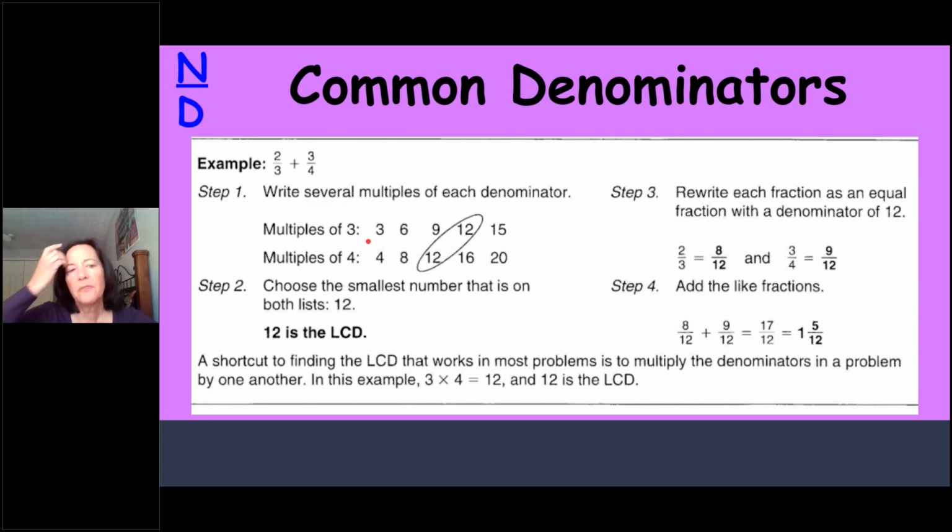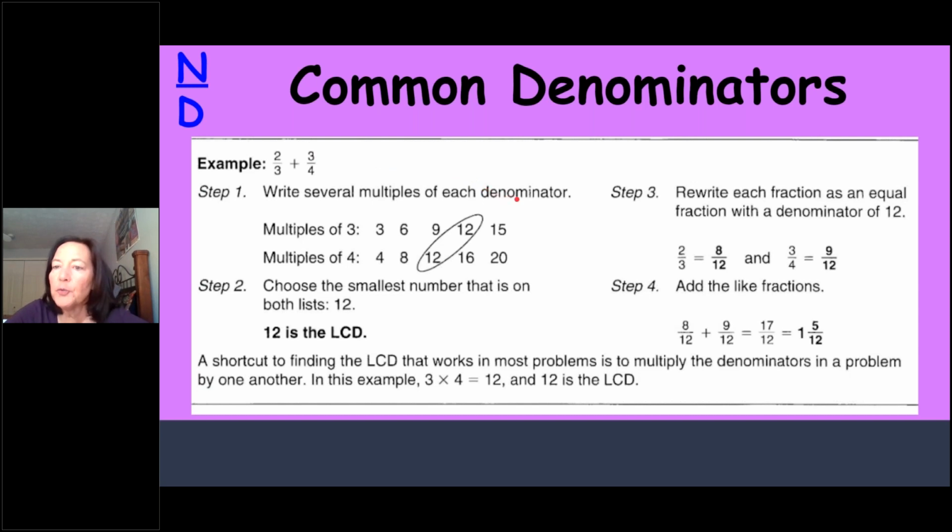So it says here, you have to write out the multiples of both 3 and 4. And if you made a list of all the multiples, now you go through both lists and you choose the smallest number that's on both lists. And in this case, that happens to be 12. 12 is what we call the least common denominator. So we know that in order to solve this problem, we're going to have to write 2/3 and 3/4 both in terms of twelfths. Okay.